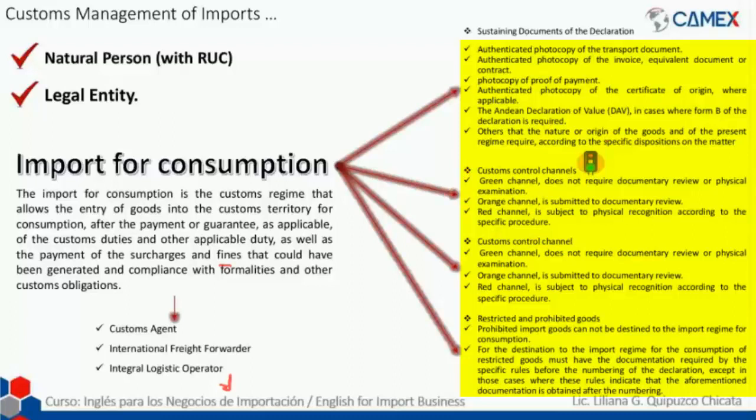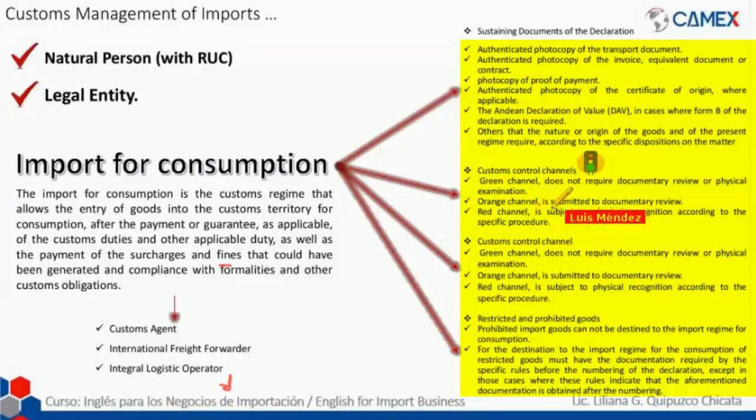Then, one other thing you can know about this, is that we have customs control channels, that it is like a traffic light, as you can see here. We have a green channel, which means that if your products are green channel, you will not require any documentary review or physical examination. You will just be ready to pick up, or in this case, levante, as they say.